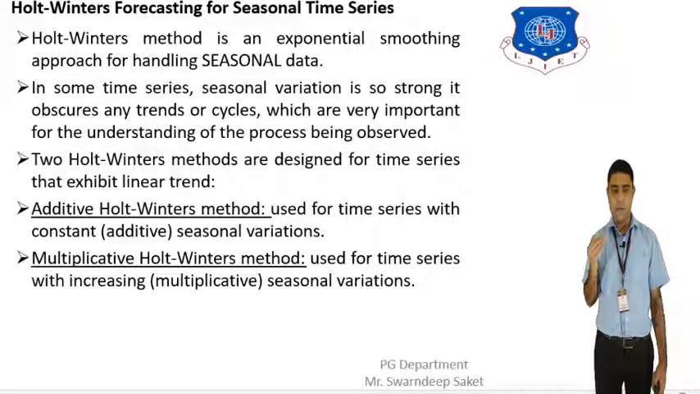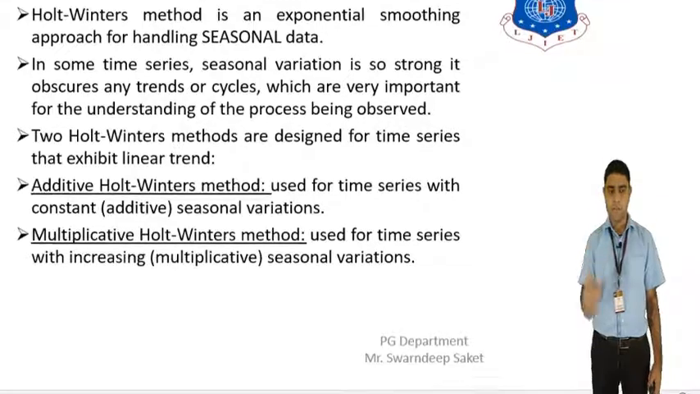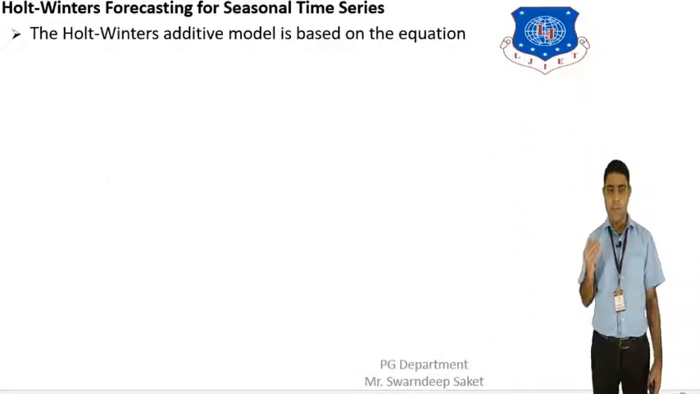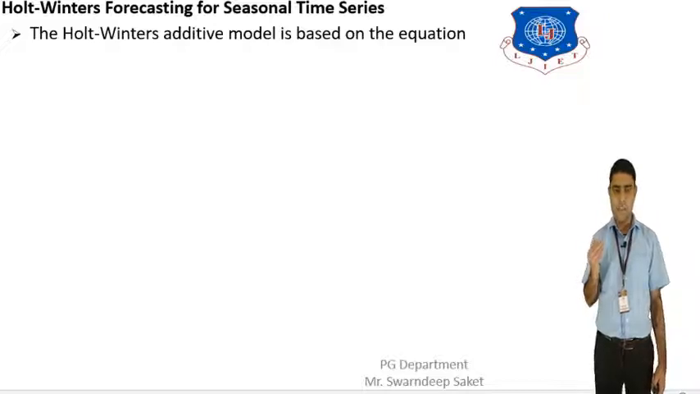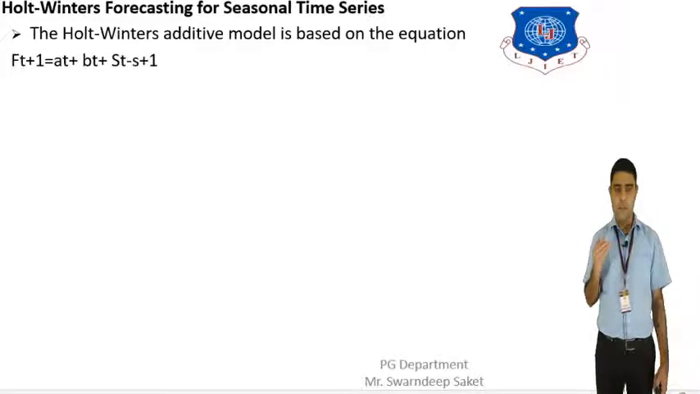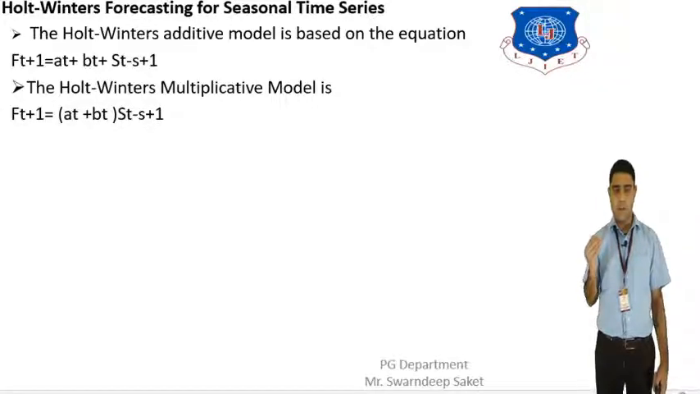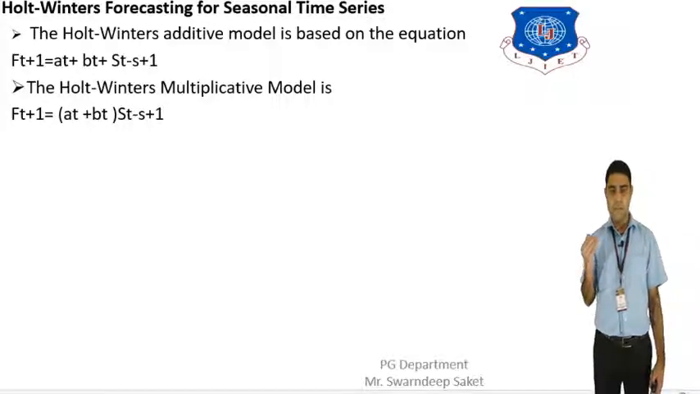Now we will see the equations of these. The Holt-Winters additive model is based on the equation F(t+1) = a(t) + b(t) + s(t-s+1). The Holt-Winters multiplicative model is based on the equation F(t+1) = (a(t) + b(t)) * s(t-s+1). So these are the two equations for time series data.